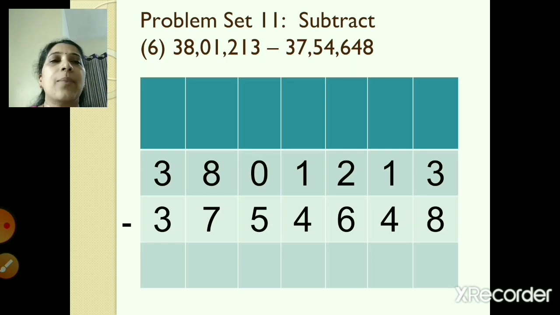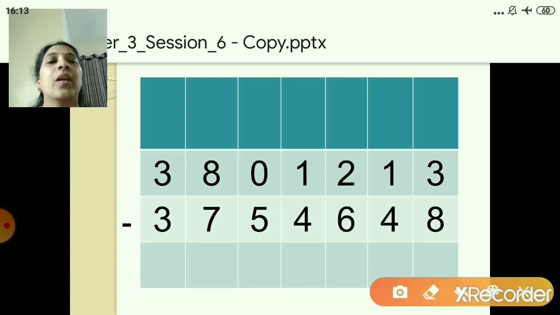What is your other number? 37 lakh 54,648. So 8 in the units place, 4 in the tens place, 6 in the hundreds place, 4 in the thousands place, 5 in the 10,000s place, 7 in the lakhs place, and 3 in the 10 lakhs place. So let's carry out the subtraction.